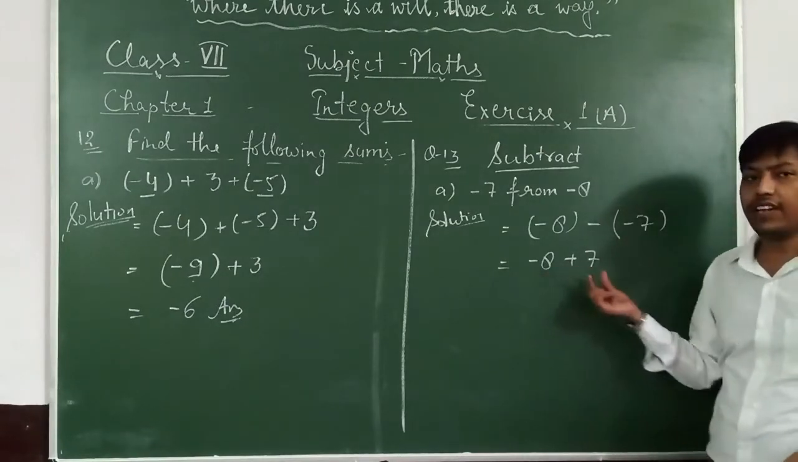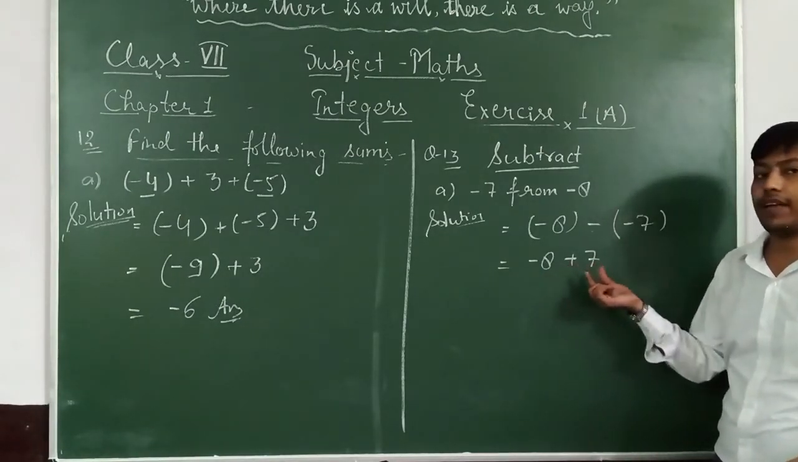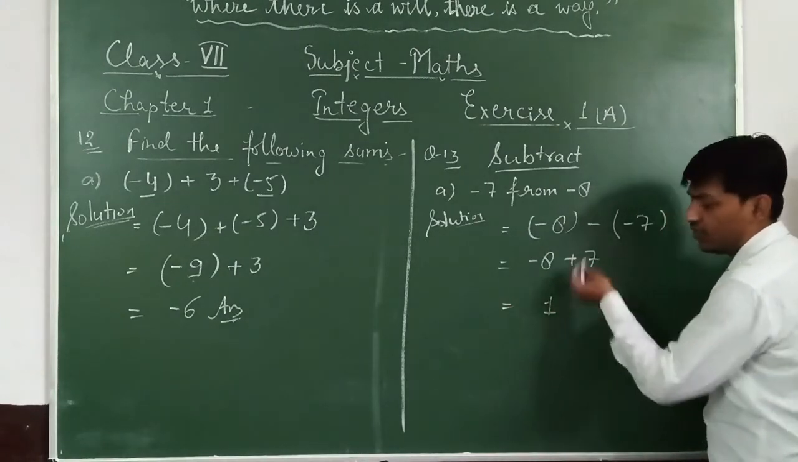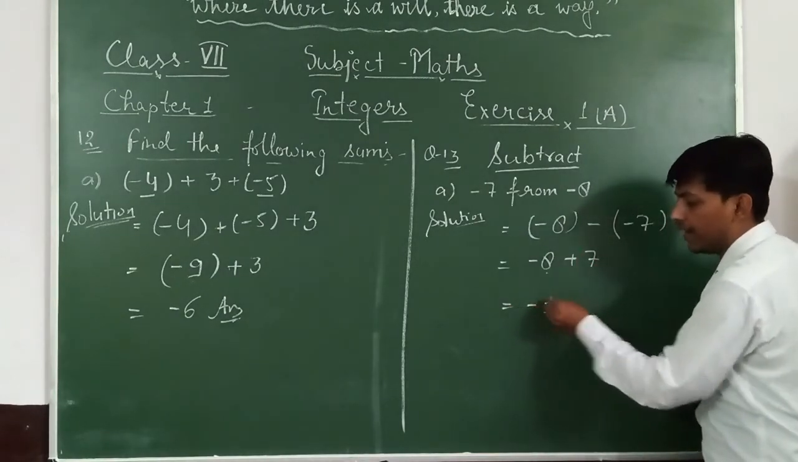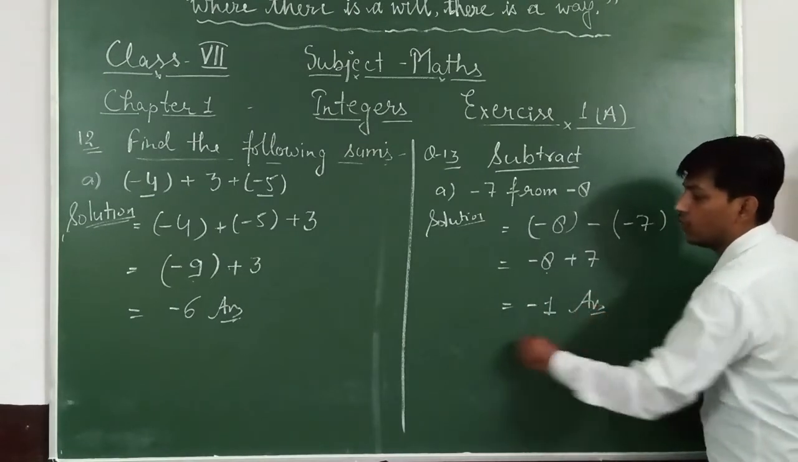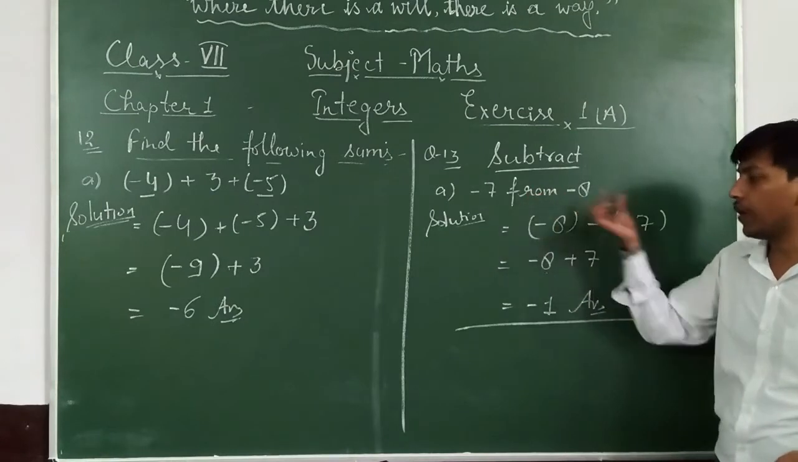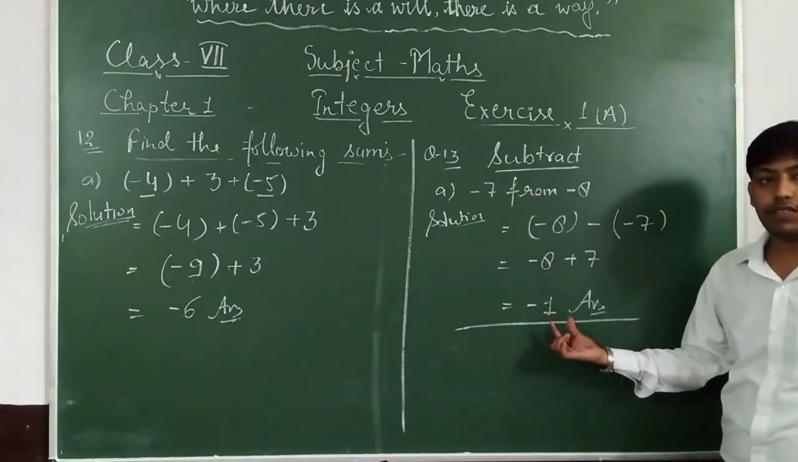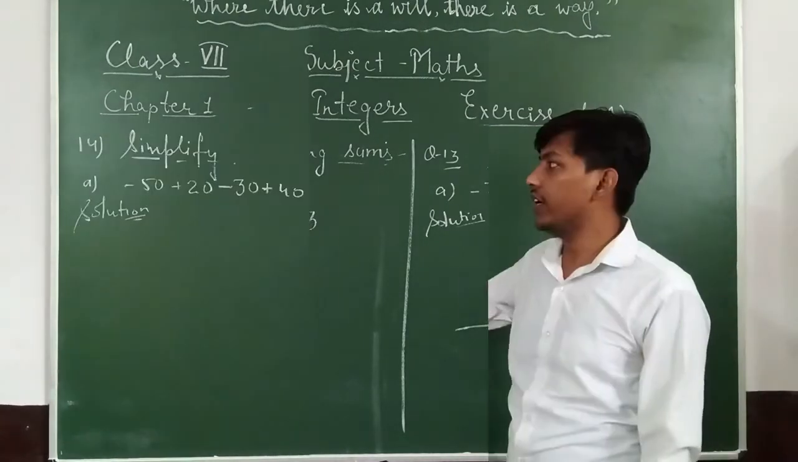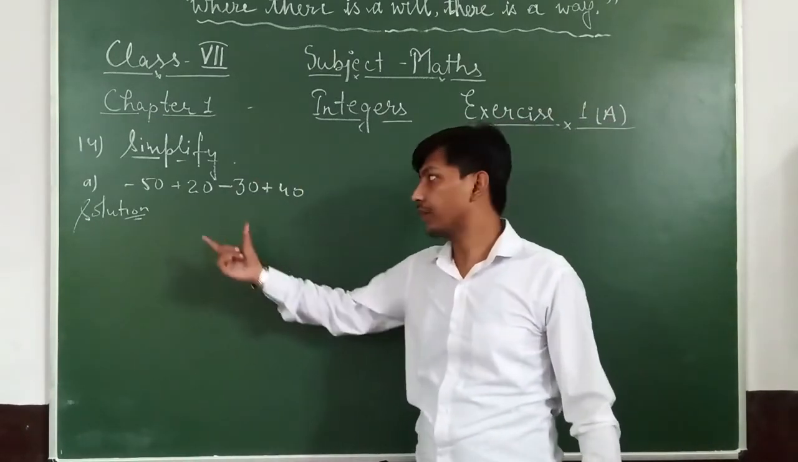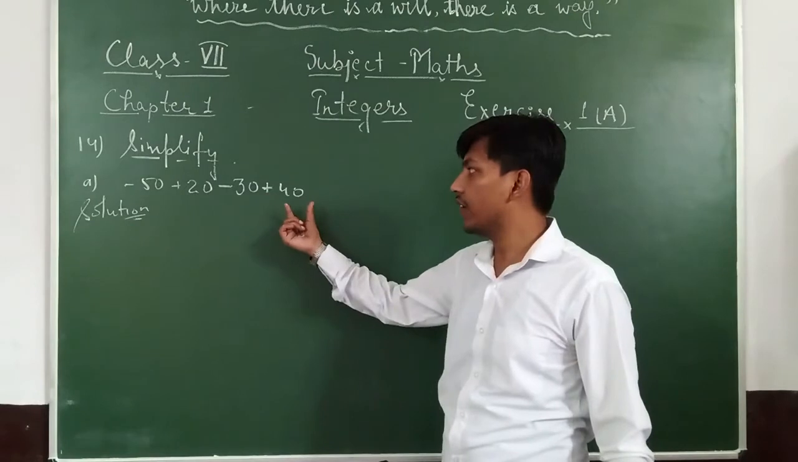One is a negative integer and one is positive. So subtract them as whole numbers. 8 minus 7 is 1. Which one is greater? 8 is greater, so put a minus sign before 1. So here we subtract minus 7 from minus 8 and we get minus 1. Now question number 14. Simplify. We have to simplify this equation: minus 50 plus 20 minus 30 minus 40.